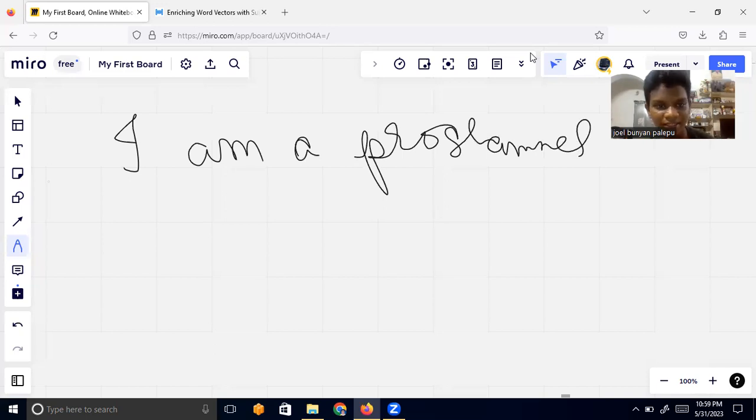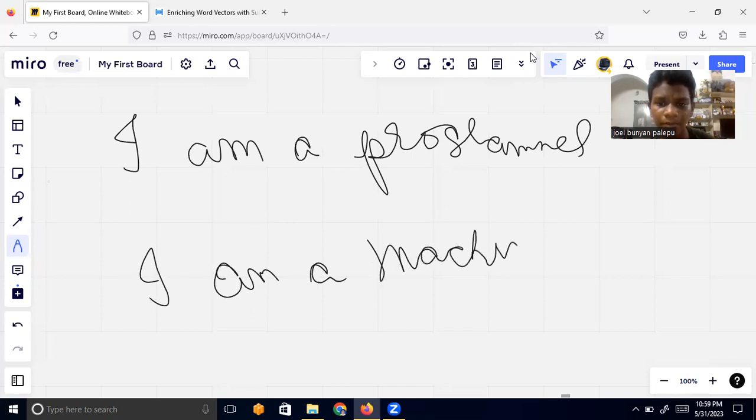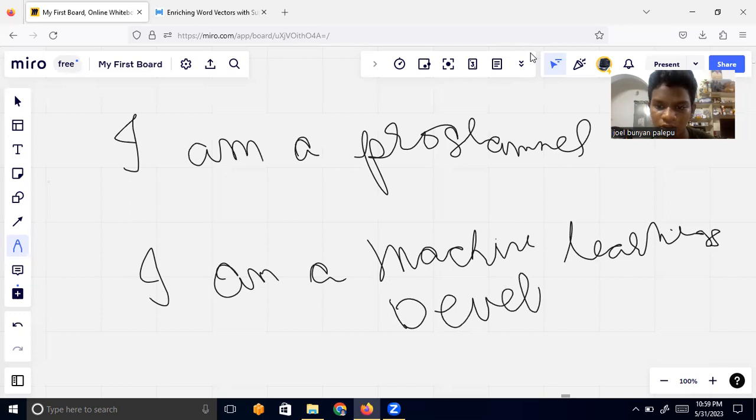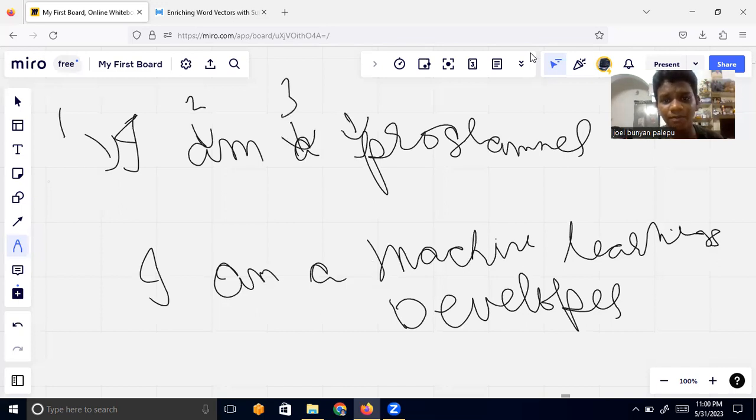and then let's say I have two sentences. The second is machine learning developer. Sorry for my handwriting. So let's say we have these two sentences in our training set. Let's just keep it simple for now. How can we represent this text? You might just say we can represent I as one, am as two, a as three, and programmer as four.